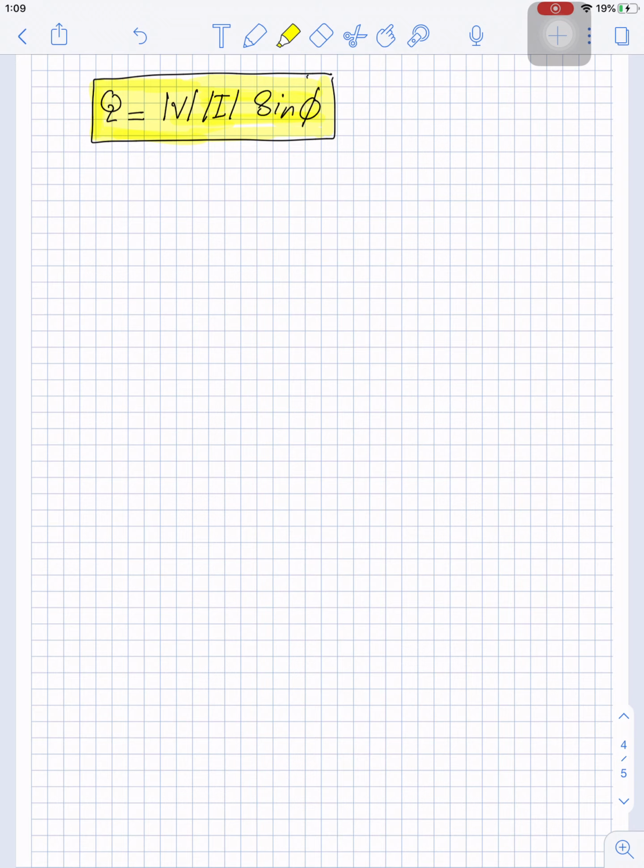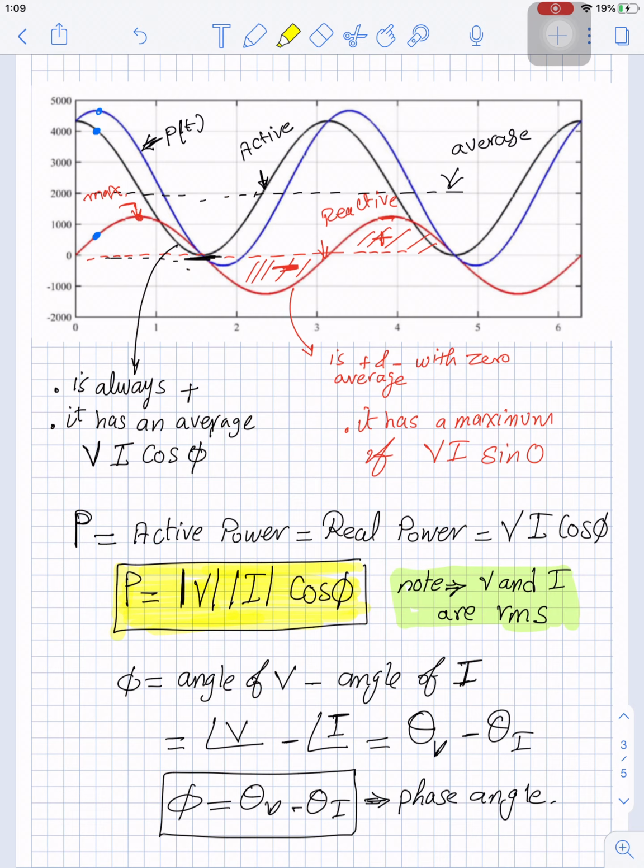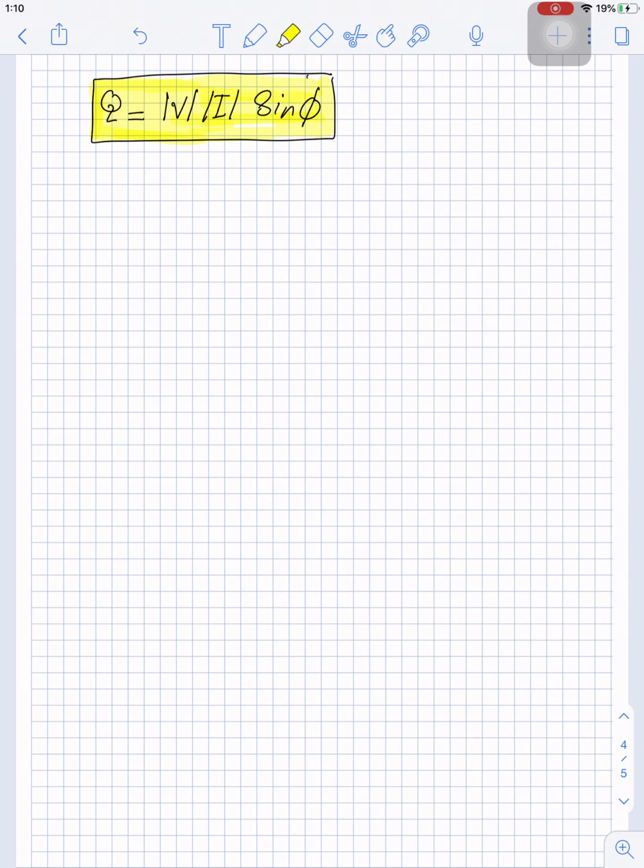So Q equals VI sine phi, and Q again is a scalar, and Q represents the maximum of the reactive component. That's why it's a single value. It is not a vector. It doesn't have any angles. And Q is the maximum of the reactive component, and this is an interactive power or interactive energy that goes between the source back and forth. Okay?